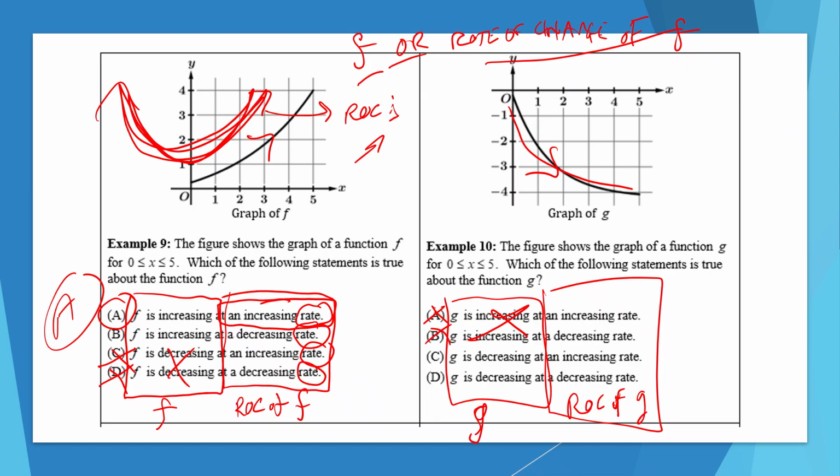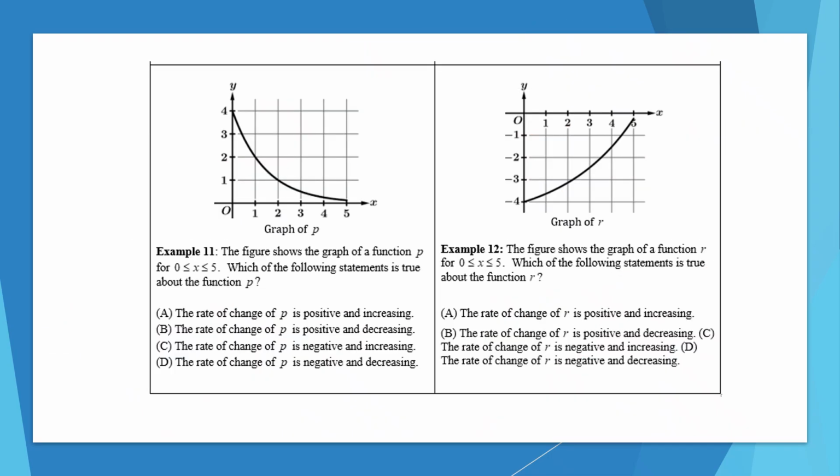And then the rate of change, this is concave up, which means for any concave up graph, remember the rate of change is increasing. So it should be decreasing at an increasing rate, making C the correct answer for example number 10.